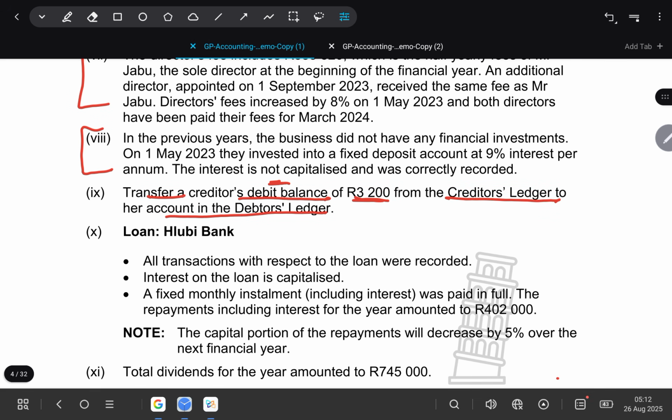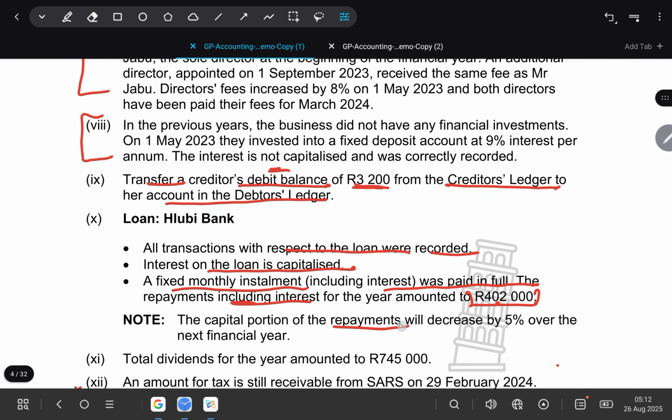Now next, they are saying that all transactions with respect to the loan were recorded. Interest on the loan is capitalized. A fixed monthly installment including interest was paid in full. The repayment including interest is 402,000. So they gave you how much they pay inclusive of interest. And now they are saying that the capital portion of the repayment will be decreased by 5% over the next financial year. So this helps me to get my current portion of loan. Remember, for you to get the capital portion repayment, you need to take your repayment and subtract interest.